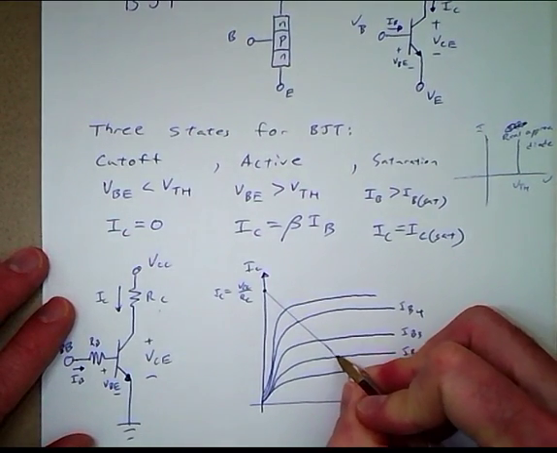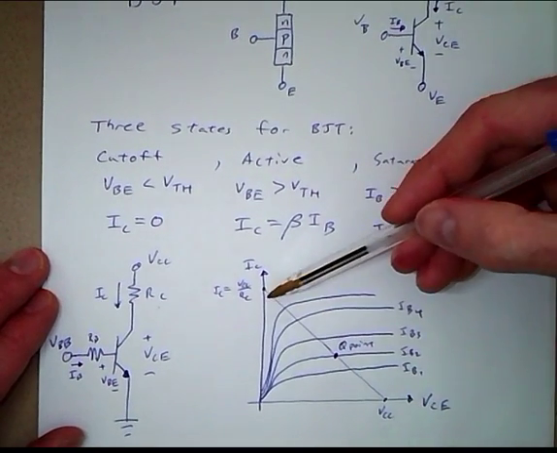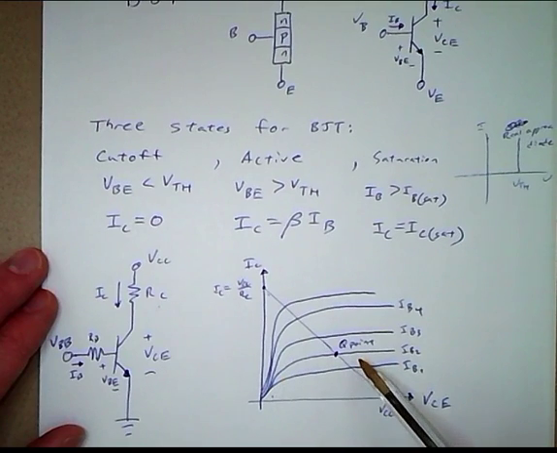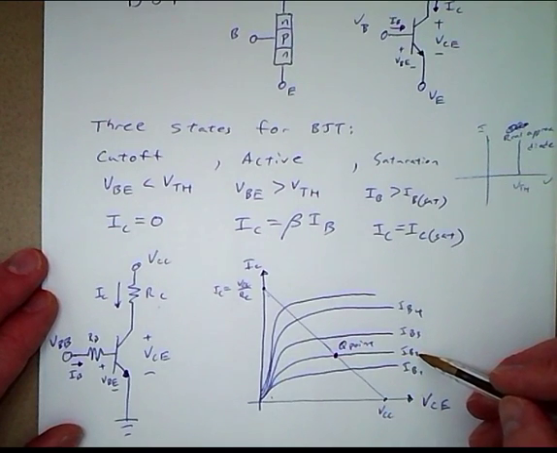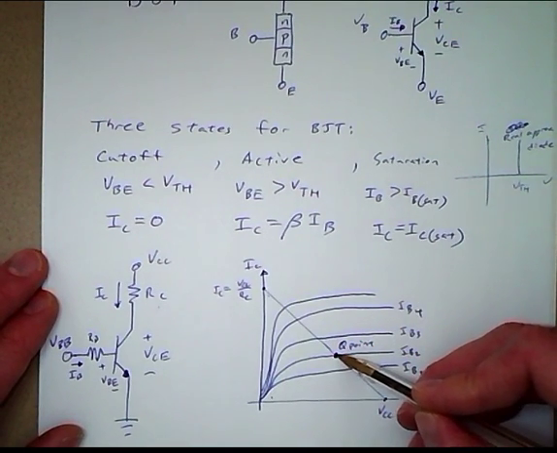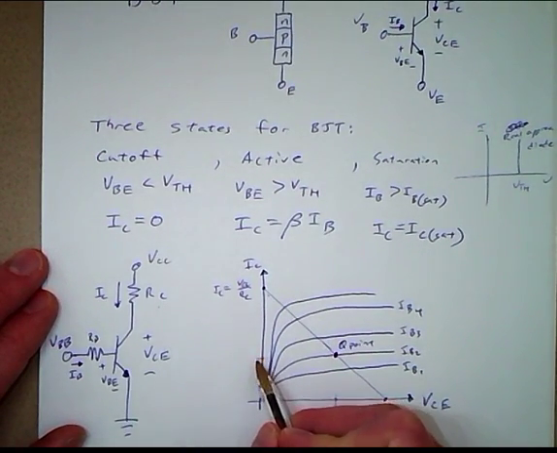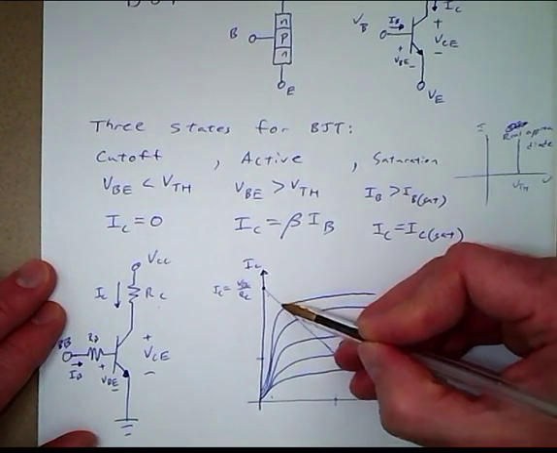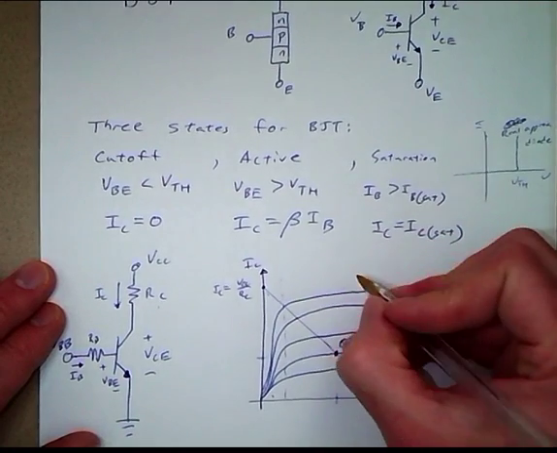Because, so this right here is called a Q point, which is the intersection between this load line and the line for IB. So this is where the transistor is actually going to operate. So if we have a base current of IB2, then we would know that VCE would be this value and the collector current would be this value. And this region to the right of the dashed line I drew is called the active region. So this is active.